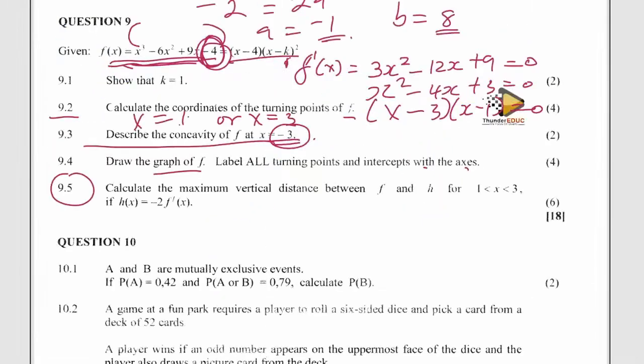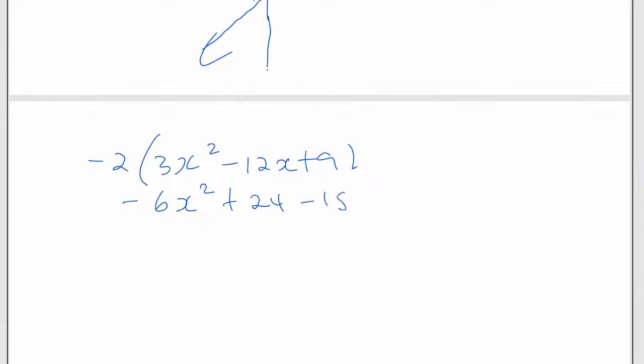And then 9.5, they want us to calculate the maximum distance between f and h for this interval. If h of x is the first derivative times negative 2. Okay, so what I'm going to do, I will get negative 2 multiplied by our first derivative, which was 3x squared minus 12x plus 9. So this gives me negative 6x squared plus 24x minus 18.